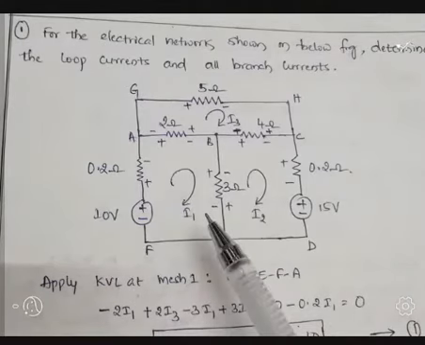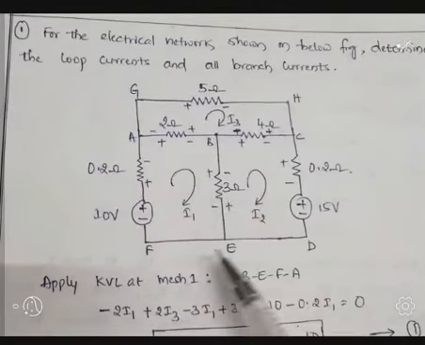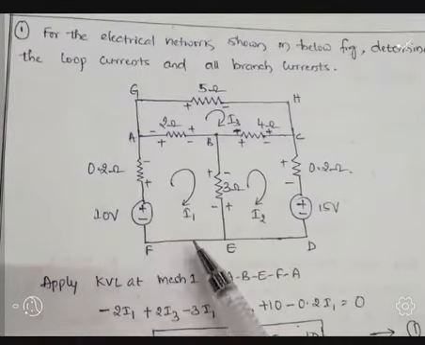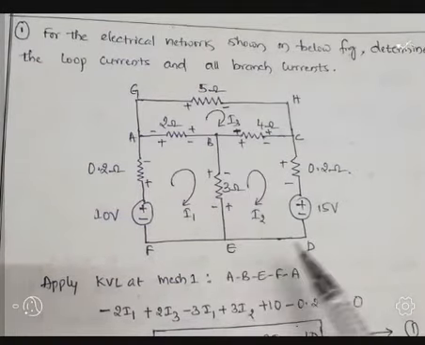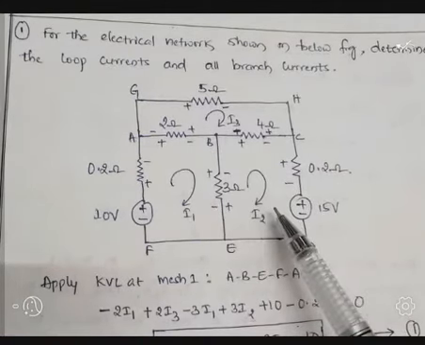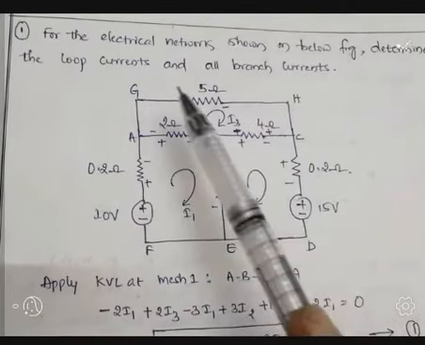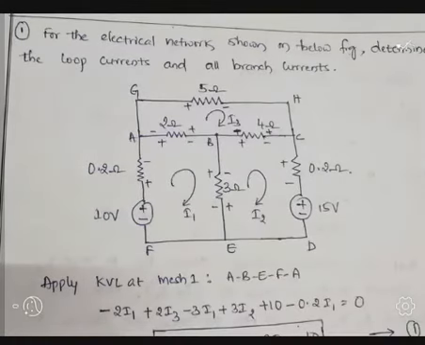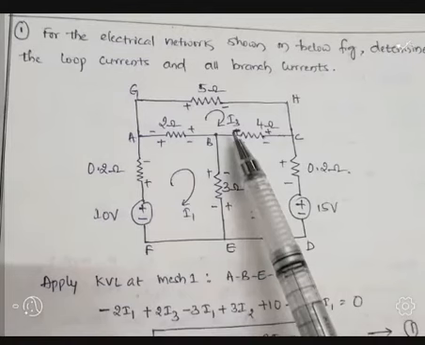From this network we can observe that there are three loops present. The first loop is A, B, E, F, A, represented by the loop current I1. The second loop is B, C, D, E, B. This second loop I represented as the loop current I2 in clockwise direction. The last one, the third loop, is G, H, C, B, A, G, represented by the loop current I3.